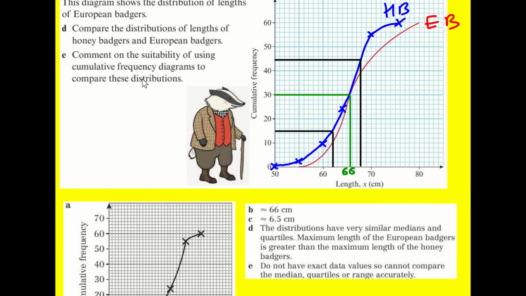And then just be aware that we don't have exact values. We don't have any raw data, so we can't compare the median, quartiles, or range exactly, to be honest. I think we can do a decent job, but you can't be completely reliable and you can't guarantee accuracy. So just be aware of that.